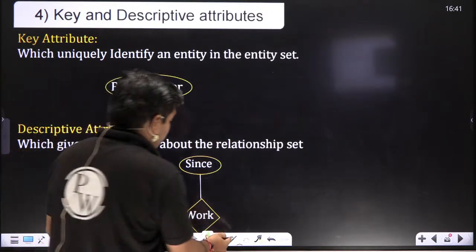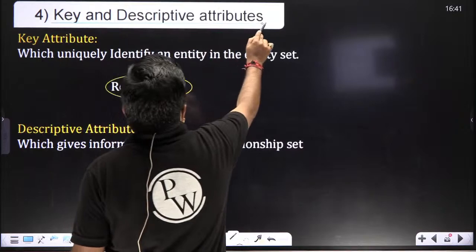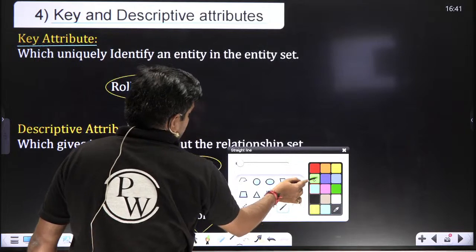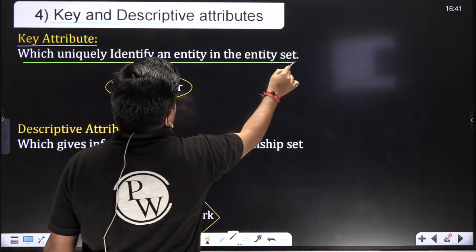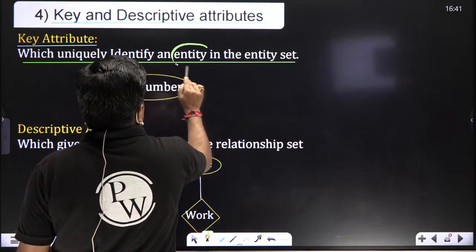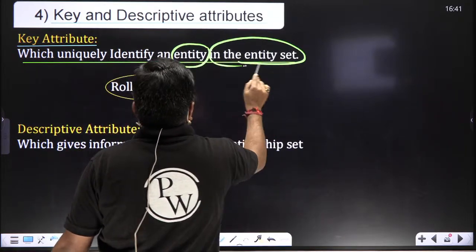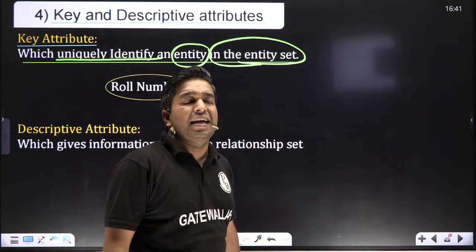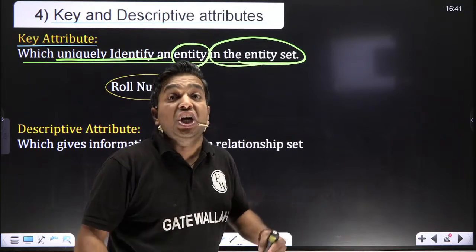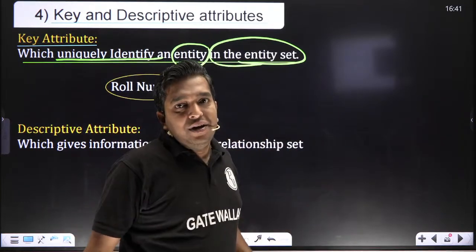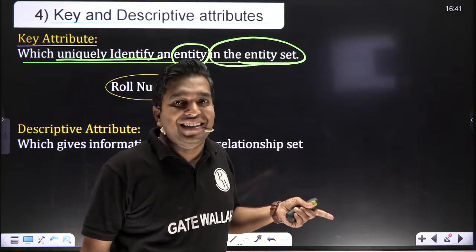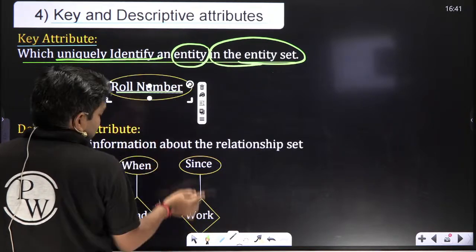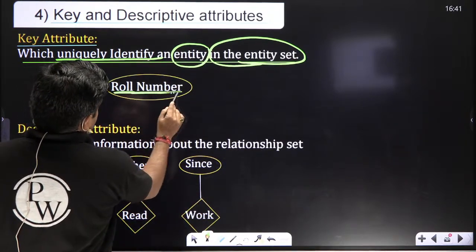After that we have a key attribute and descriptive attribute. Key attribute means what? Which uniquely identifies an entity in an entity set. For example, in RDBMS we said primary key or candidate key, which uniquely identifies each tuple in the relation. But here we say entity in an entity set. For example, roll number. And how do you identify a key attribute? There must be an underline.